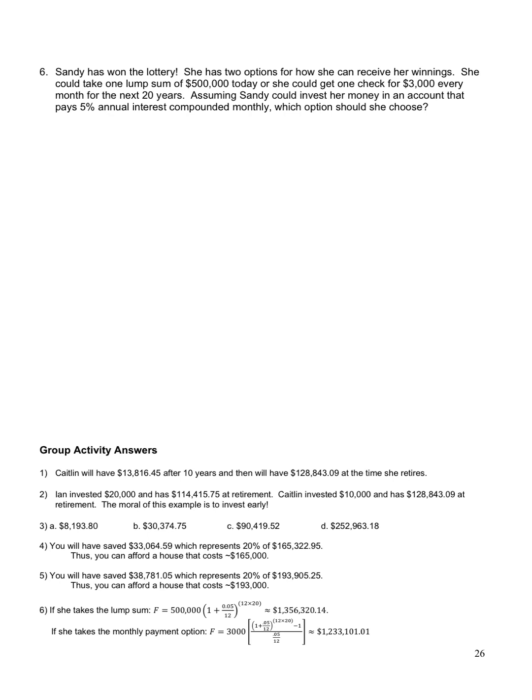Sandy has won the lottery. She has 2 options for how she can receive her winnings. She could take one lump sum of $500,000 today, or she could get one check for $3,000 every month for the next 20 years. Assuming Sandy could invest her money in an account that pays 5% annual interest compounded monthly, which option should she choose?